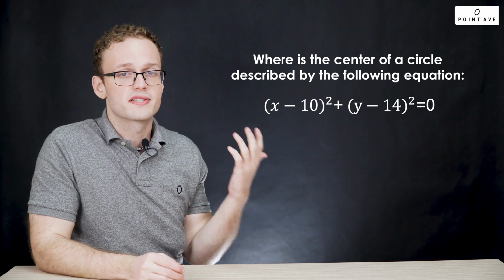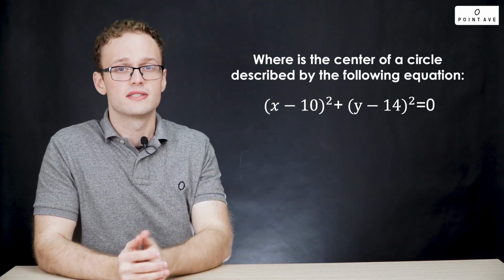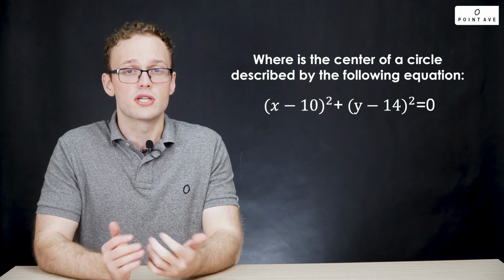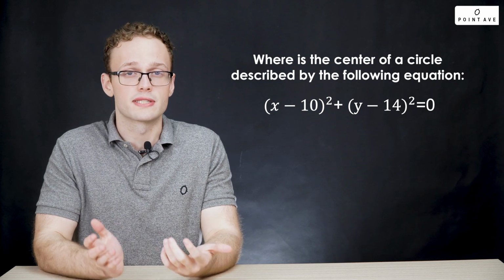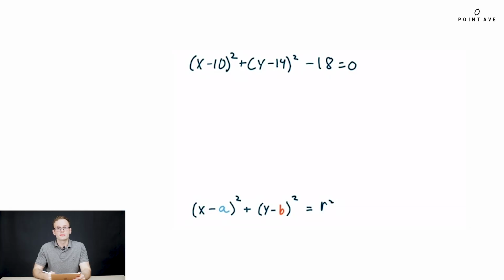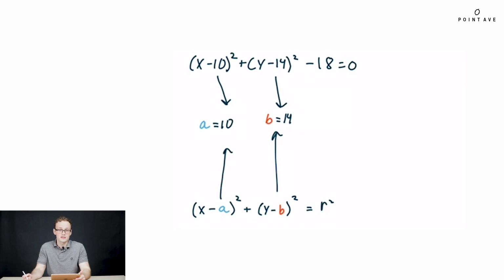Now for our last example. Given this equation for a circle, where is the center of that circle? Knowing what we just learned about the general equation for a circle, this is really simple. Comparing with the general form of a circle equation, we see that a equals 10 and b equals 14. Remember, a and b represent the coordinates of the center of the circle, so we can really simply say that the center of this circle is a comma b equals 10 comma 14, our final answer.